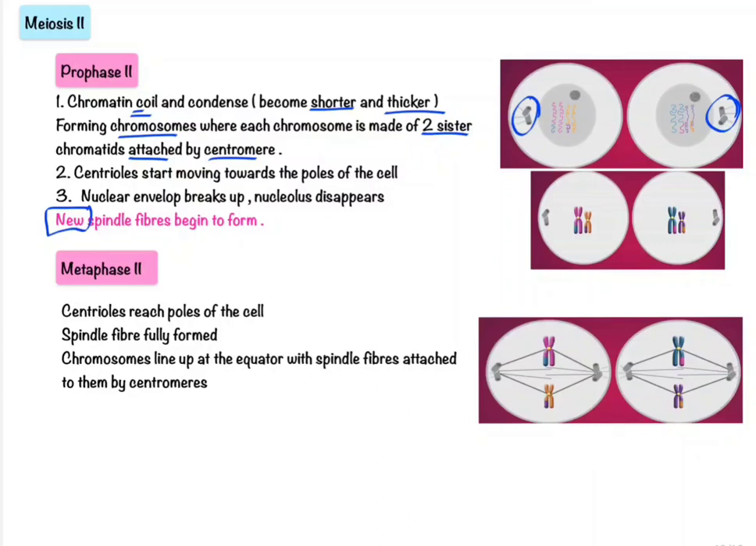About metaphase II, the centrioles reach the poles of the cell, and the spindle fibers are fully formed. The chromosomes line up at the equator with the spindle fibers attached to them by centromeres at a position called the kinetochore. So if you want to know the position itself, that's the terminology. Okay? So at metaphase, the centrioles reach the poles of the cell, the spindle fibers are fully formed, the chromosomes line up at the cell equator with the spindle fibers attached to them by centromeres.